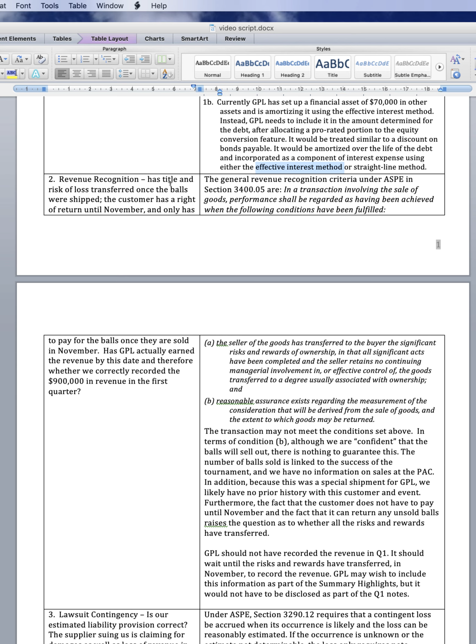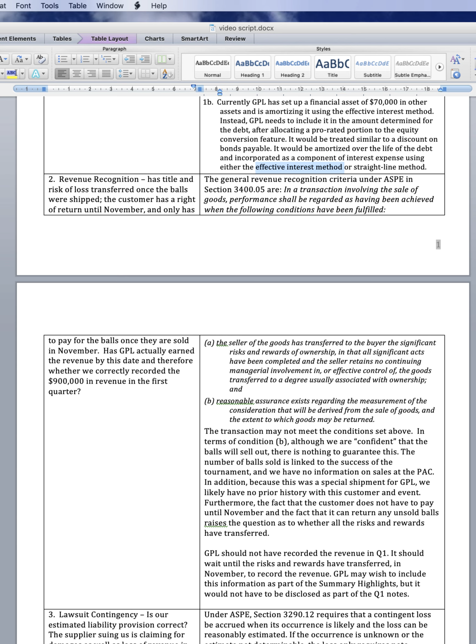So the question is, has GPL actually earned the revenue that they booked? Because they booked $900,000 in revenue this quarter. So have they actually earned it? So we have to know, since they're following ASPE right now and they've booked the whole $900,000, have they met the standards for revenue recognition which would allow them to book the full $900,000 in revenue if they have. So let's look at it.